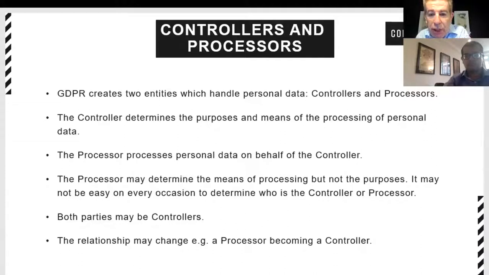First, I'm going to be looking at the respective roles and responsibilities of data controllers and processors. Probably most of you are aware that under GDPR, if you handle personal data, you're either a controller or a processor. The controller determines the purposes and means of the processing of personal data, whilst the processor processes personal data on behalf of the controller. Why is it important to distinguish between them?